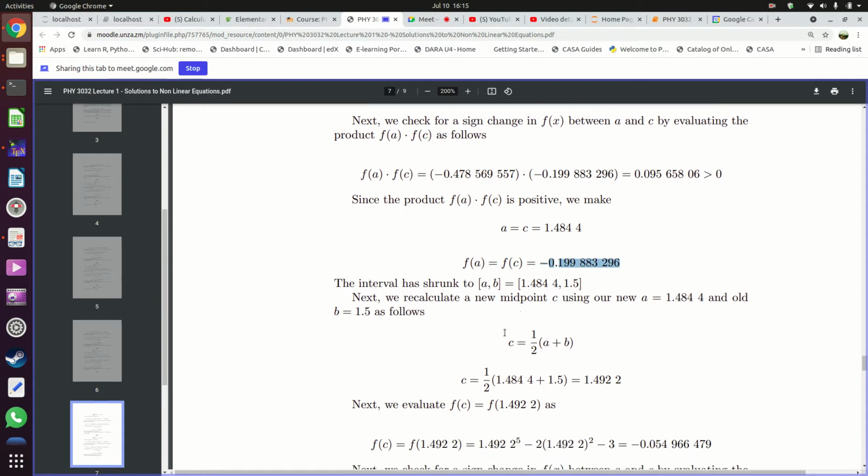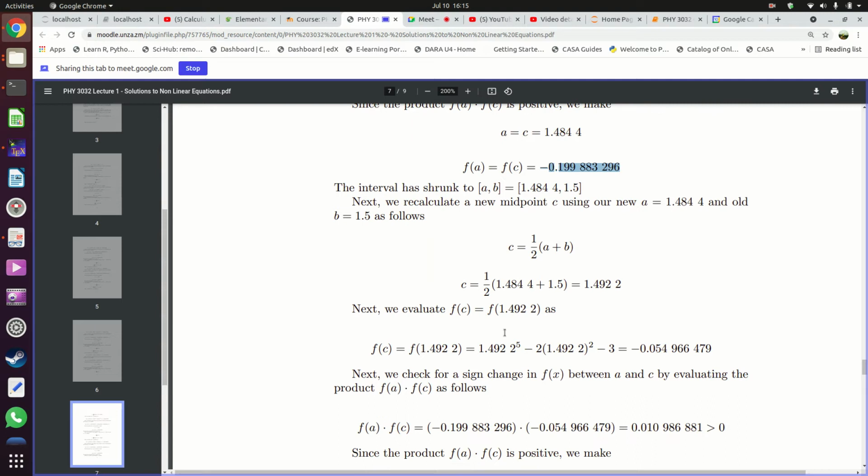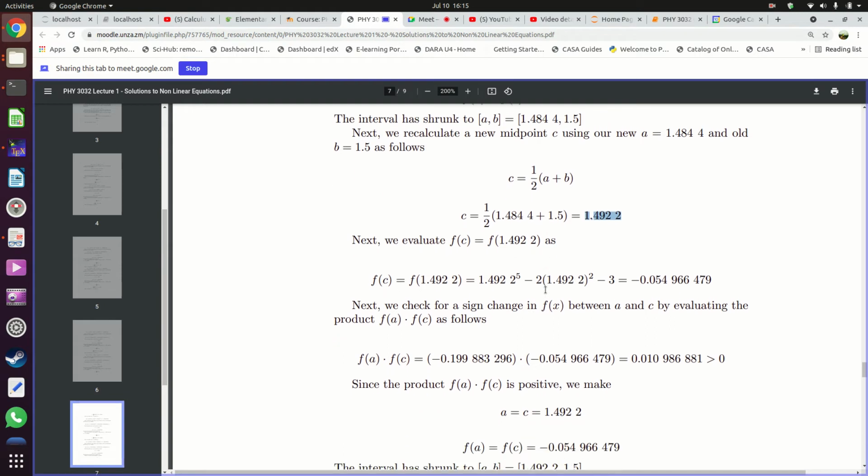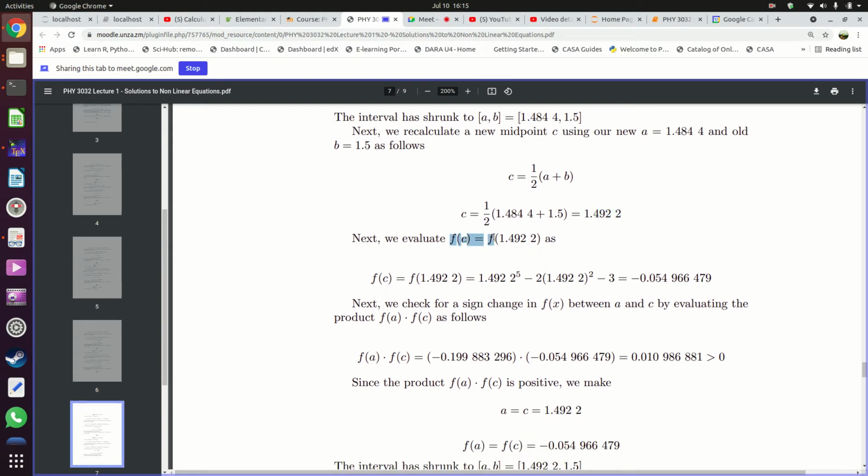You can continue to do this. If you do that, you work out your new C equal to half A plus B. So your A is this here. Then your B is this bit here. So you work out a new C. It's going to be half 1.4844 plus that bit. You end up with this. Then after you find your new midpoint C, you want to work out the value of the function at the midpoint, f of C. And the value of the function at the midpoint f of C is this.